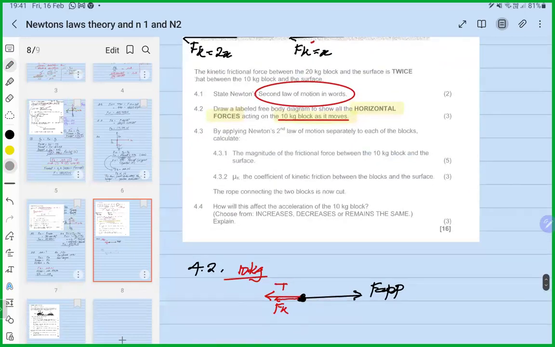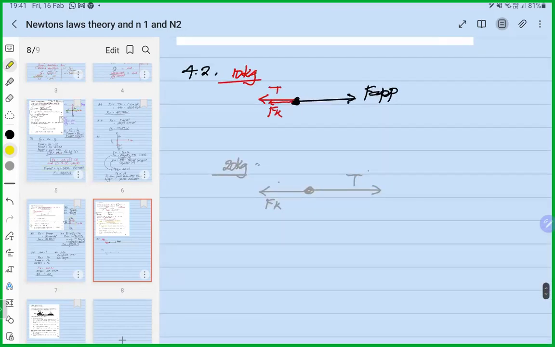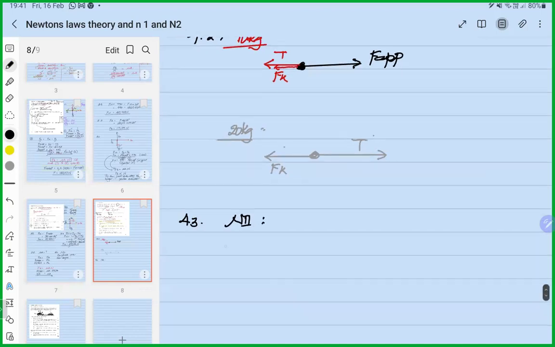This examiner was also kind because they don't do this very often. It says, by applying Newton's second law of motion separately to each of the blocks, calculate the magnitude of the frictional force between the 10 kilogram block and the surface. So let's apply Newton 2 to each mass separately. So we're going to go F net equals MA.